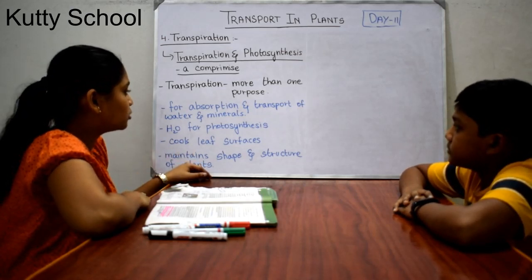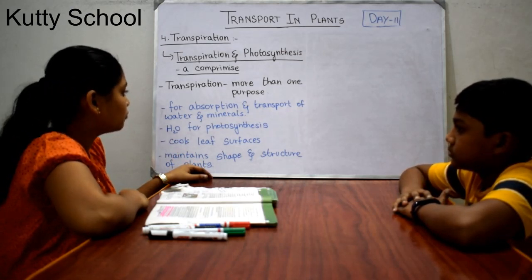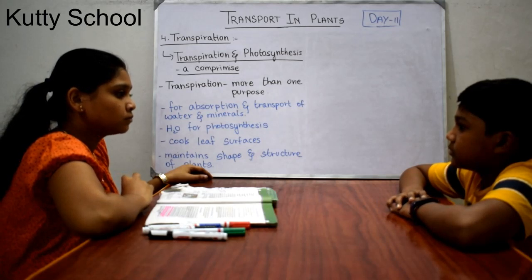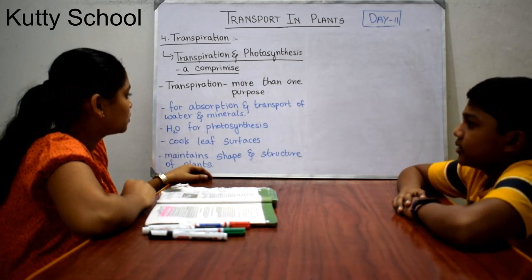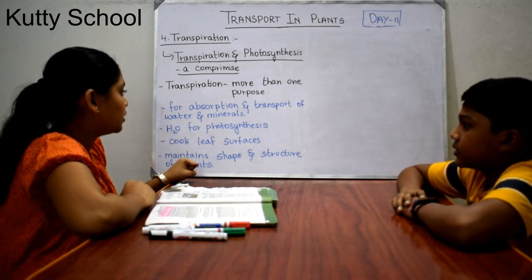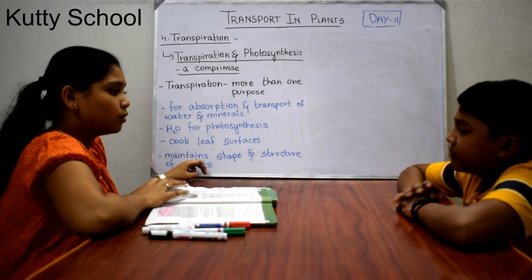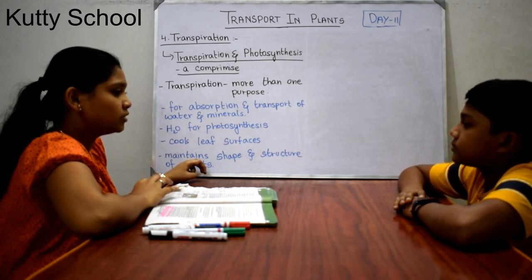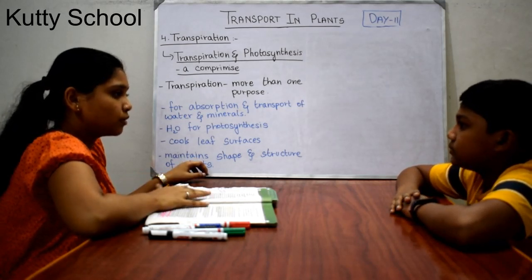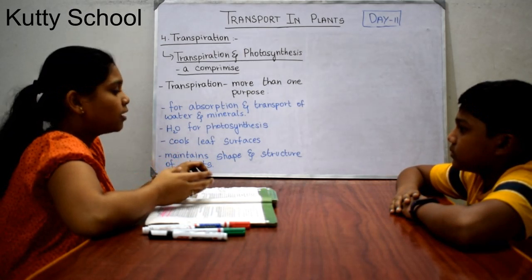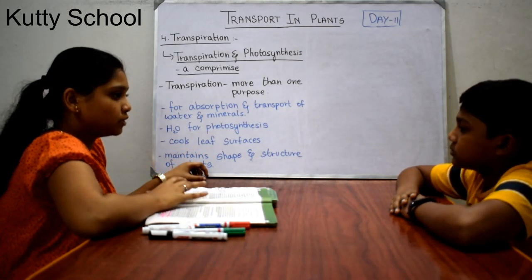Why do we need transpiration for absorption and transport of water and minerals from the root? Some may think transpiration and absorption have no link between them. But since transpiration occurs, because of adhesion and cohesion, the water molecules move from the root one by one, from the lower parts of the tree to the upper parts of the stem.